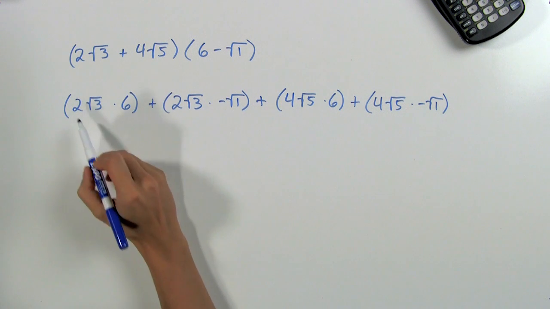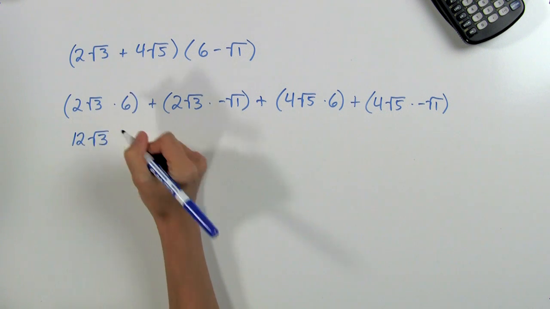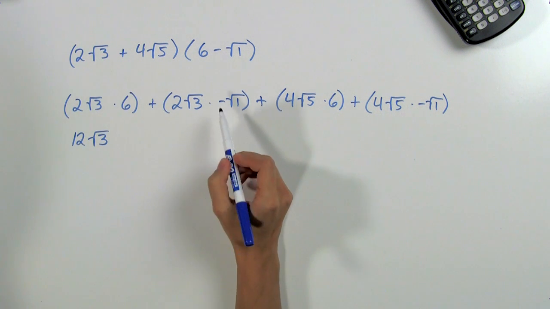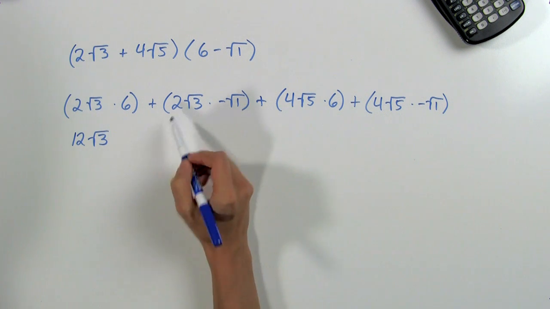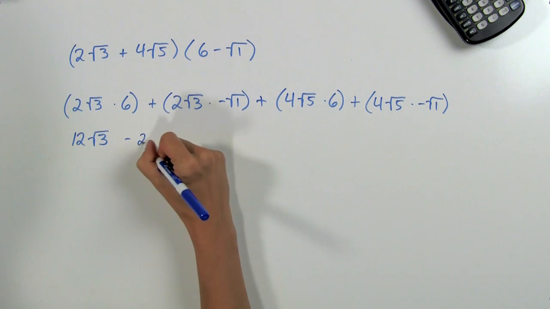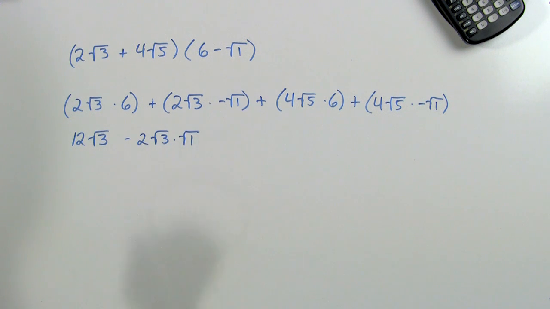Now this is a pretty big mess, so we want to simplify it. We can begin by simplifying all the coefficients. In our first term, we have 2 times 6, so we get 12 square root 3. In our second term, we have a minus sign here, which gives us a coefficient of negative 1 times 2, and we get negative 2 times the square root of 3 times square root of 1.